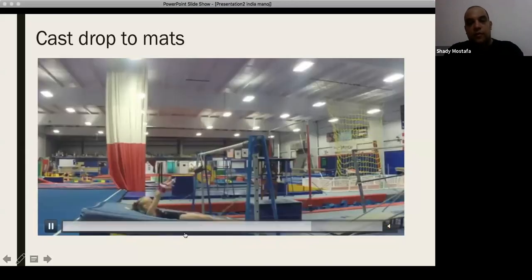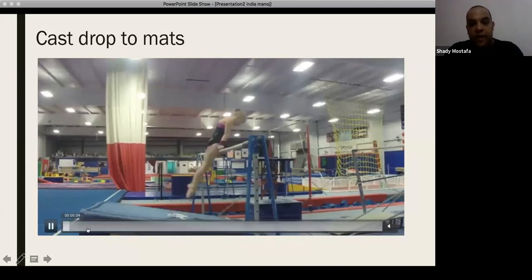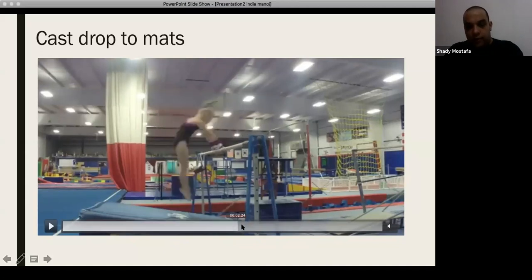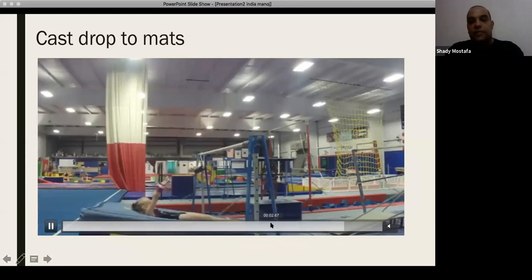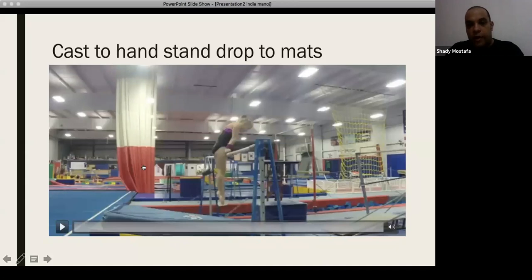This is to make them feel comfortable doing a free hip, to make their hips free of the bars. You see, hollow, hollow again, free hip, and onto the mats. Sometimes the girls don't understand the idea that the hips don't touch the bar, but this is a really good drill to make them understand it in a very safe environment. For me, safety is number one.